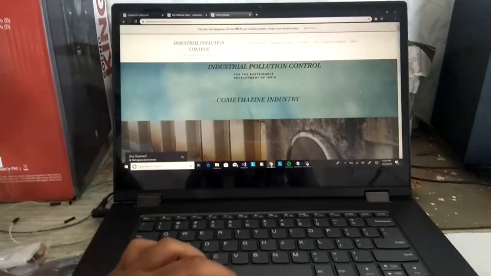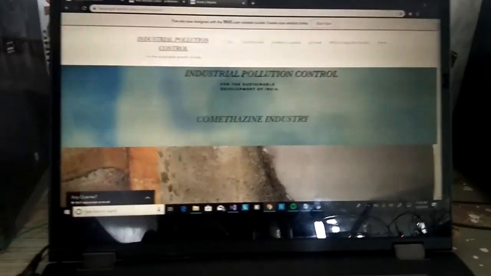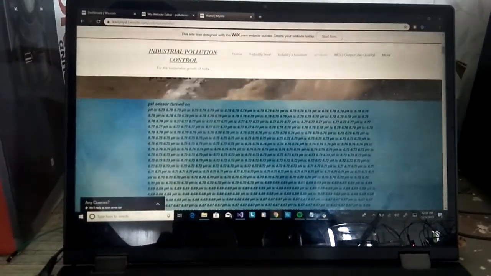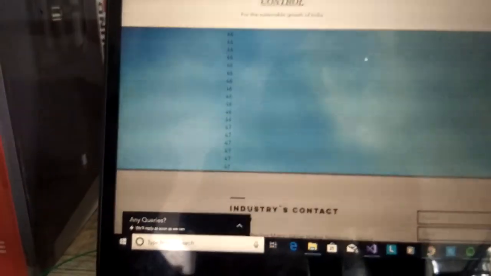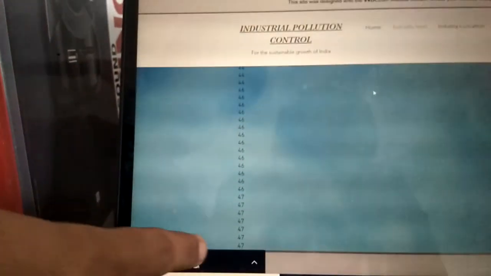This is the home page of the industry, and as you scroll down, you can see the pH level constantly decreasing. And next, if we click the turbidity level in this bar, the turbidity level is also updated in NTU units. So now the turbidity level is 47. It is constantly reducing, and now we can also see the industry's location.